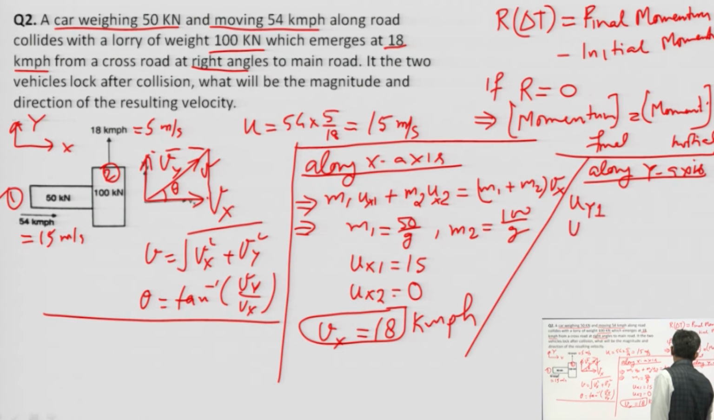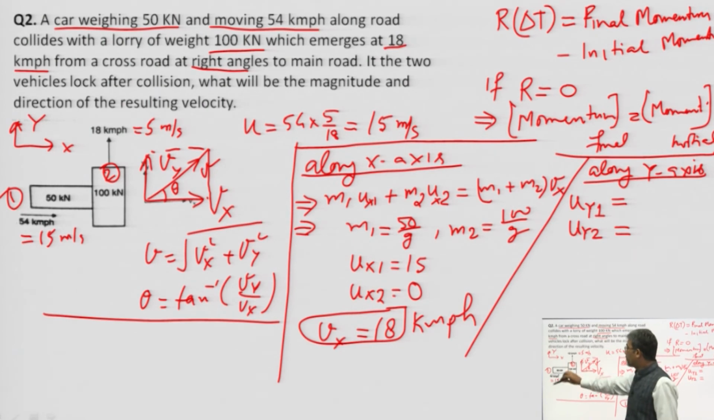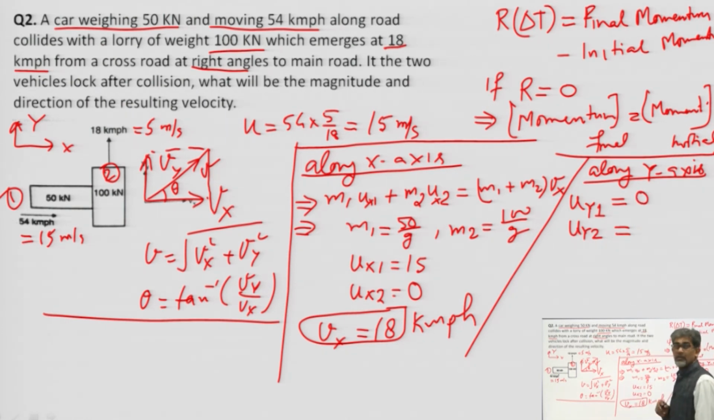The thing which is going to change is uy1, uy2, and vx means vy, which we need to calculate. So, what will be that value that we have to consider here? uy1, the vertical component of 54 kilometer per hour. What will be the vertical component? It is 0, because it is a horizontal velocity. And what will be the vertical component of this other velocity? It is 18, because it is acting in the vertical direction.